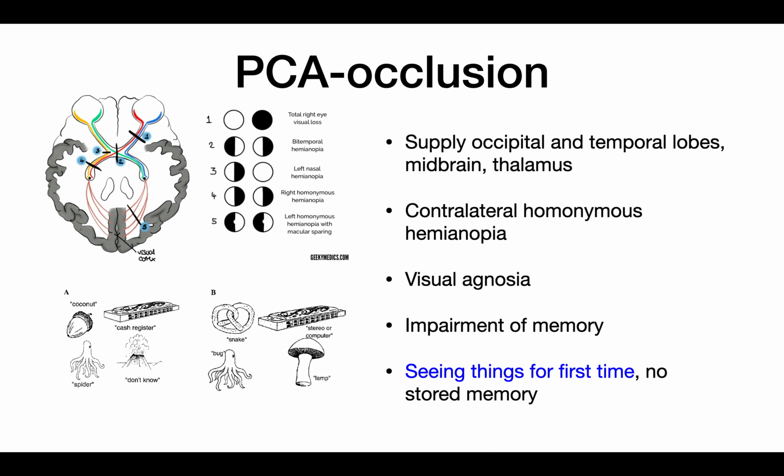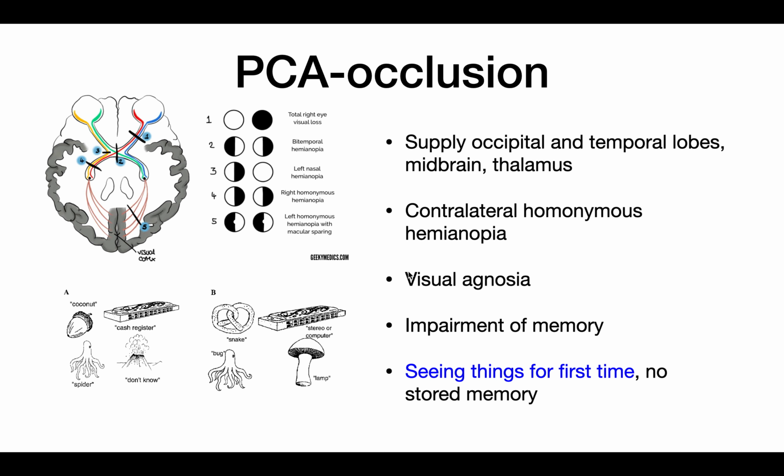Okay, so posterior cerebral artery occlusion is going to cause the contralateral homonymous hemianopia, and that's due to the lack of blood flow to the occipital and the temporal lobe, along with the midbrain and the thalamus. So there is going to be contralateral. So if you have a stroke on the right, you're going to have the left homonymous hemianopia. So it could be with macular sparing or without. So sometimes the field of vision in the middle is normal.